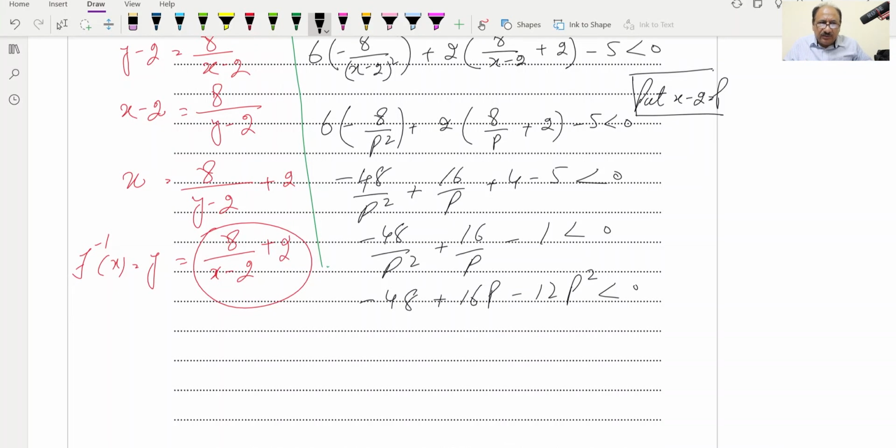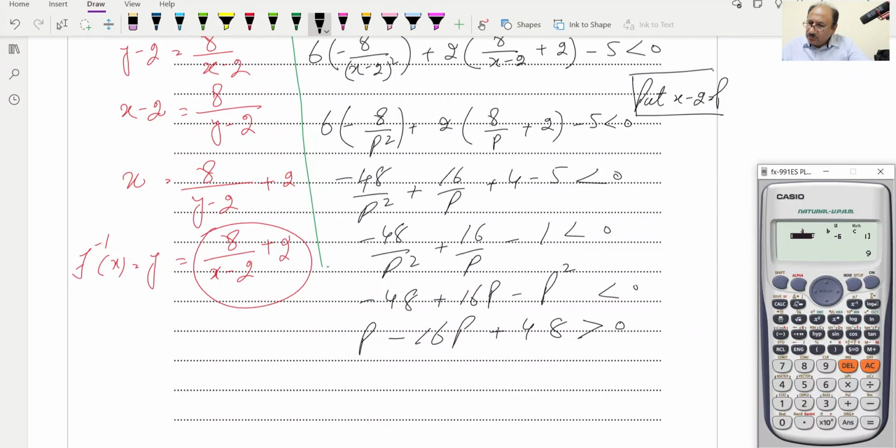We can rearrange it. Why did we get 12p? This should be 1p squared. So the 1 we can remove, and we write p squared. We change the sign, and by changing the sign, this sign will change too. So we can write p squared minus 16p plus 48 is greater than 0.